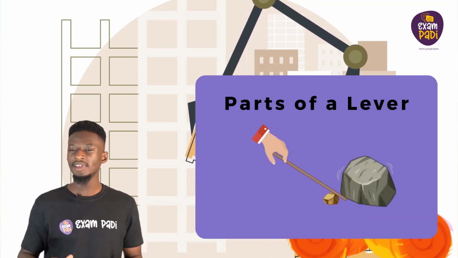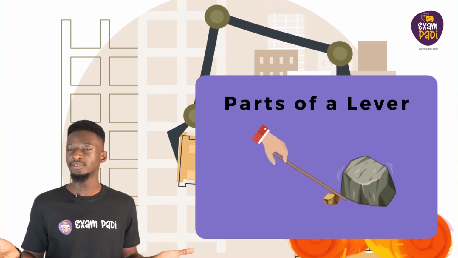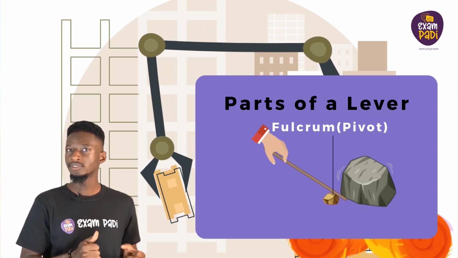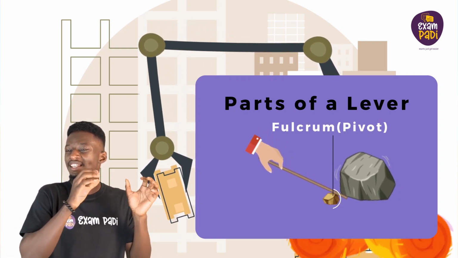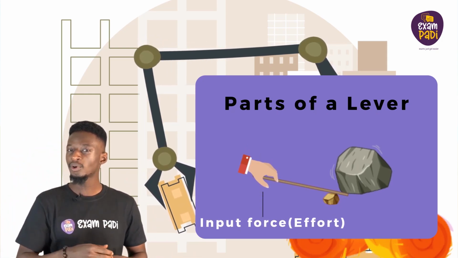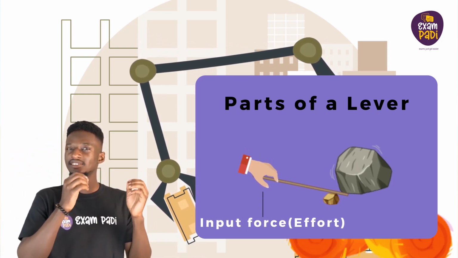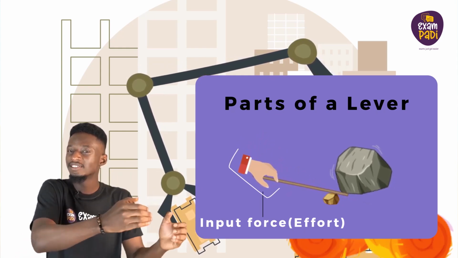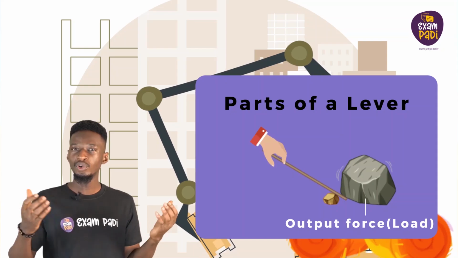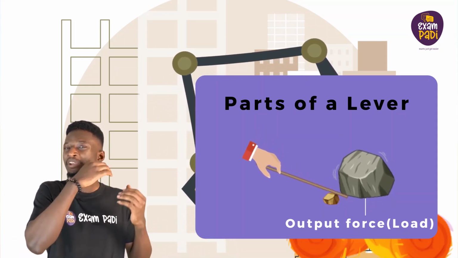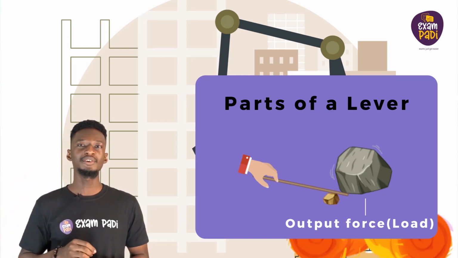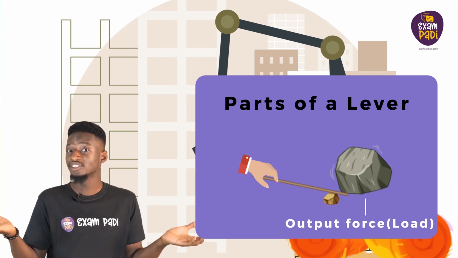All lever systems are made up of 3 parts or levels, namely: 1. Fulcrum or pivot. This is the point at which the lever rotates. 2. Input force or effort. This is the point at which the force is applied to the lever. And 3. The output force or load. This is the force applied by the lever to move the body. Here's an image of the levels of the lever and how it works.